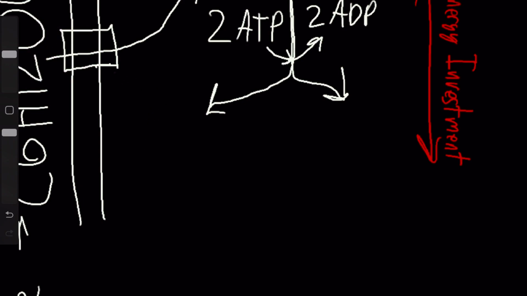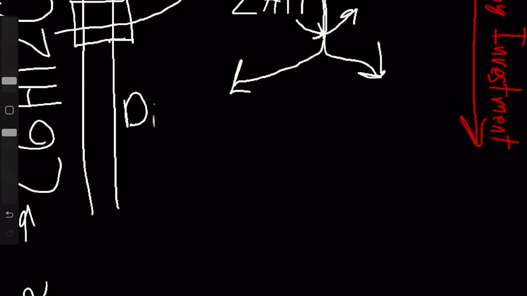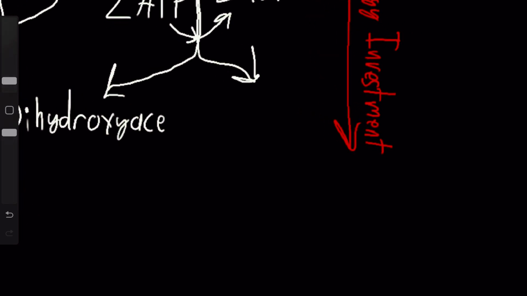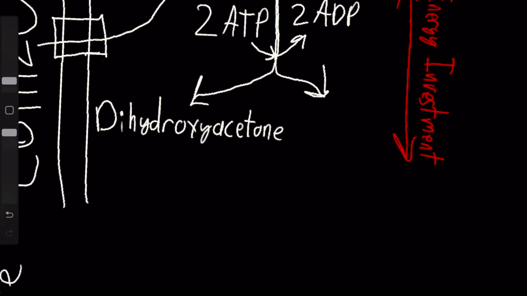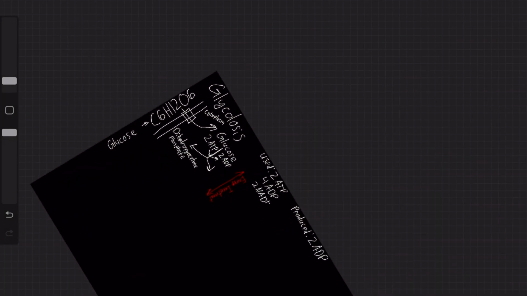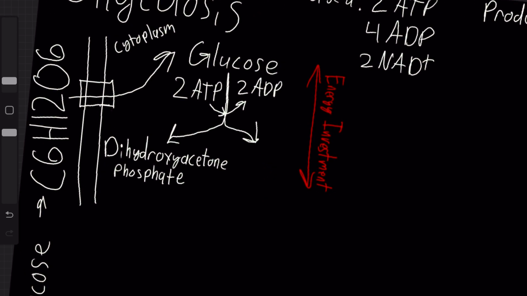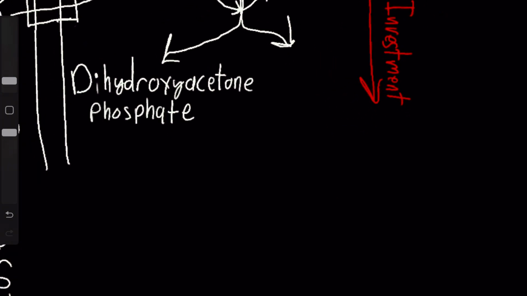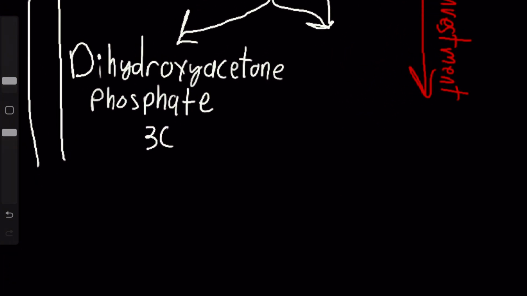I'm going to remove facilitated diffusion out of here. This is something where you're going to have to memorize the words, but the word would be dihydroxyacetone phosphate, for the one side only. Now we have to remember that glucose has 6 carbons. Glucose has 6 carbons. And now dihydroxyacetone phosphate is broken down and it is 3 carbons.